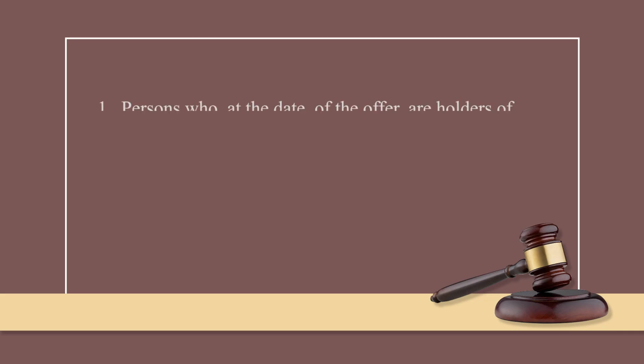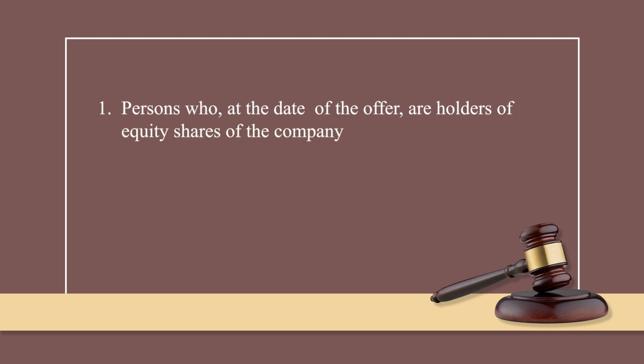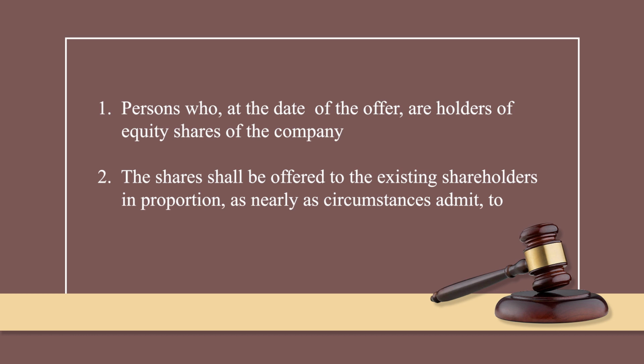It provides that where at any time a company having a share capital proposes to increase its subscribed capital by the issue of further shares, such shares shall be offered, number 1, to persons who at the date of the offer are holders of equity shares of the company. The point to remember is the shares shall be offered to the existing shareholders in proportion as nearly as circumstances admit to the paid up share capital on those shares. This is known as shareholders' preemptive right.